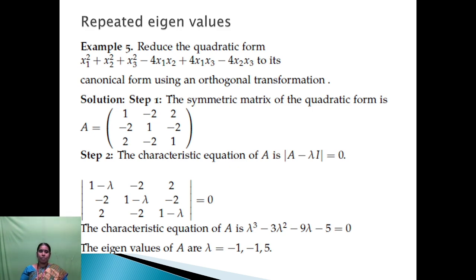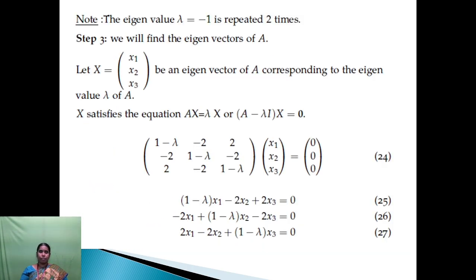Problem number 5. Reduce the quadratic form to its canonical form using the orthogonal transformation. The given quadratic form is converted to a symmetric matrix. First, convert this into the symmetric matrix and, by using the characteristic equation, find the eigenvalues. I am now converting the matrix and writing the characteristic equation. On solving the cubic equation, we obtain the values -1, -1, 5. This is nothing but the characteristic roots or eigenvalues of the matrix or given quadratic form. Here -1 is repeated. We have to note that one.